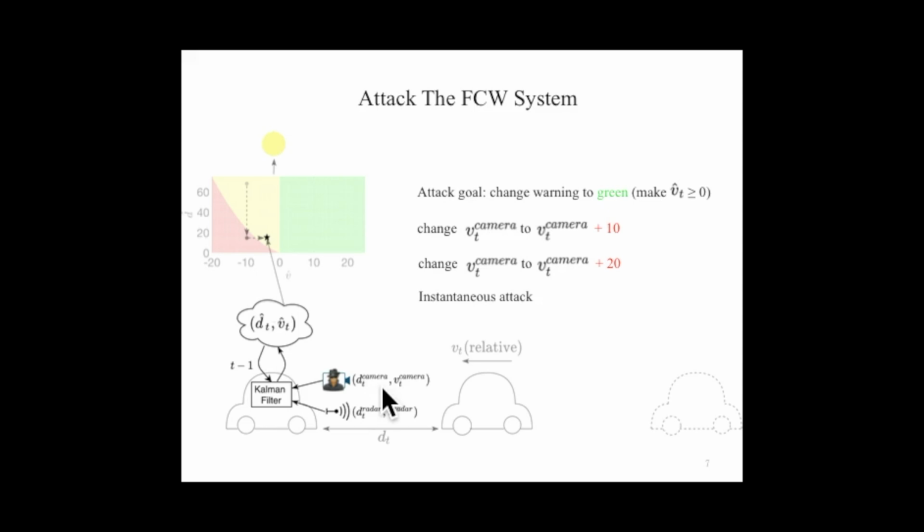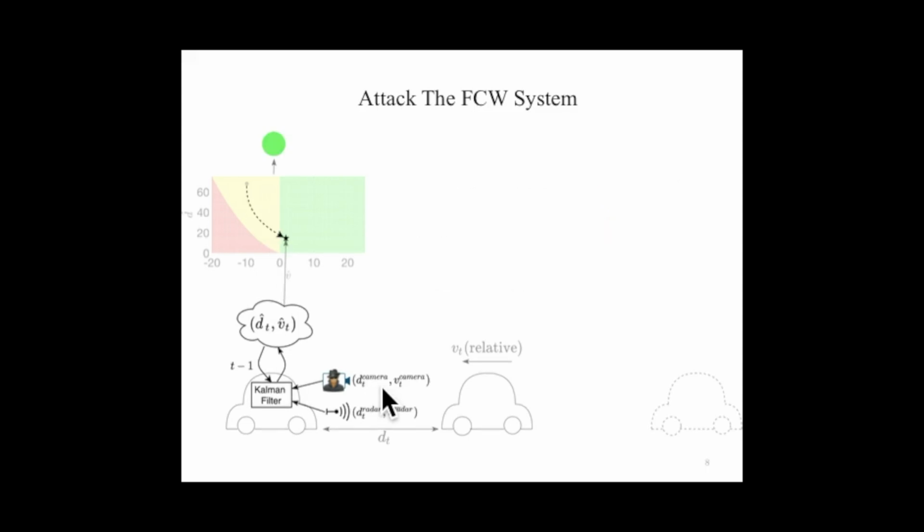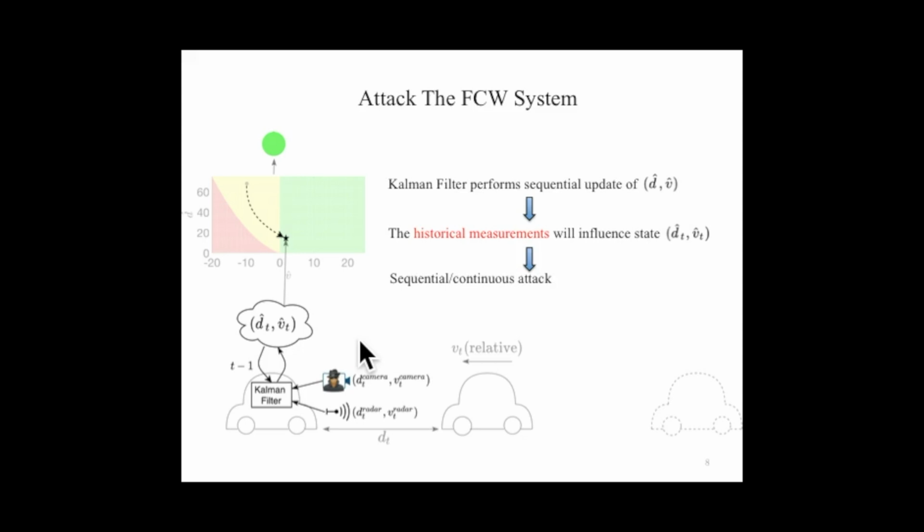In contrast to instantaneous attack, we know that the Kalman filter performs sequential update of state estimation. This means the historical measurements, starting from the very beginning until the current time step, influence the state estimation so far. Therefore, it's quite natural to consider manipulating the whole sequence of measurements continuously over time, with the hope that the manipulations can cumulatively drive the current state into the target light region. This is what we call the sequential or continuous attack.